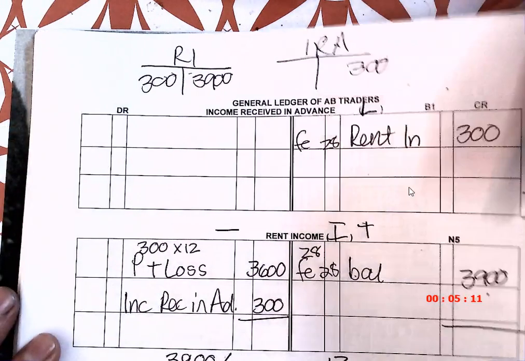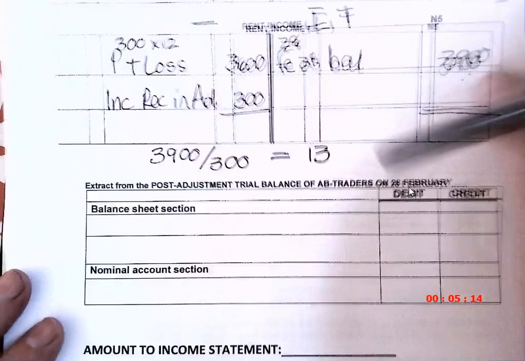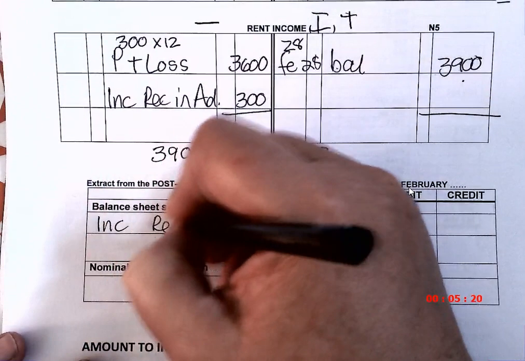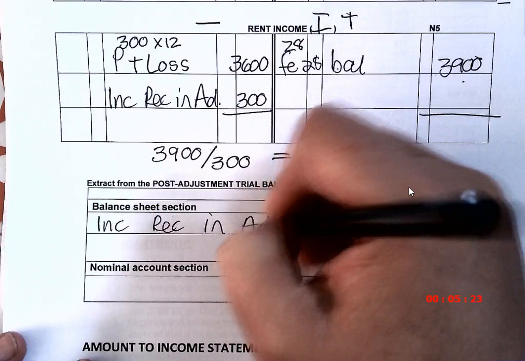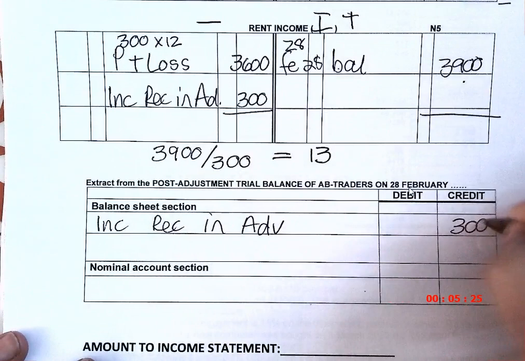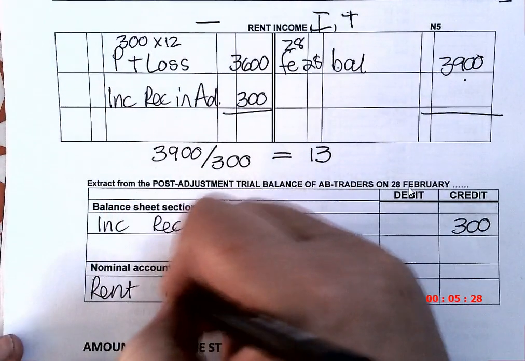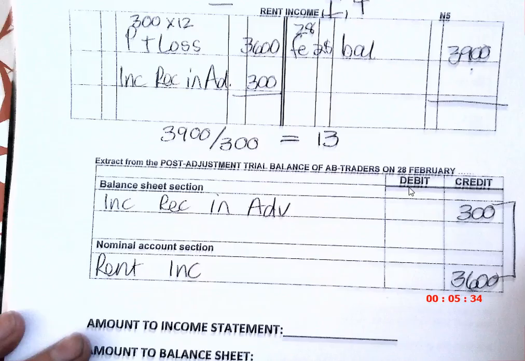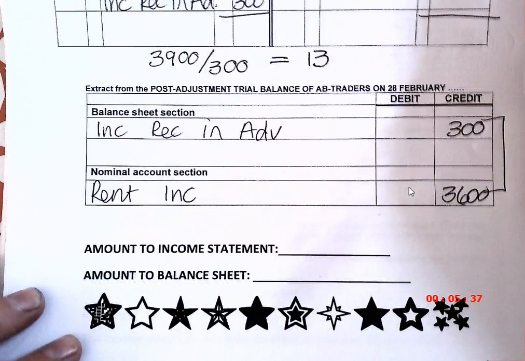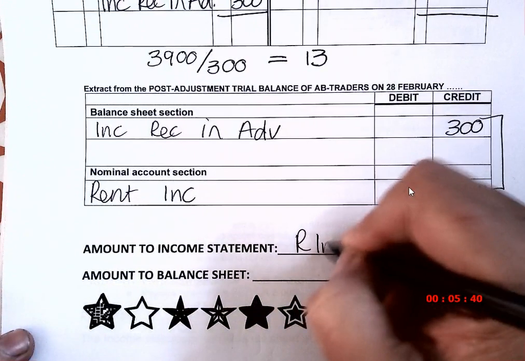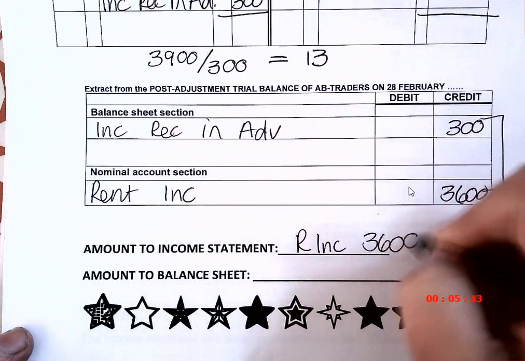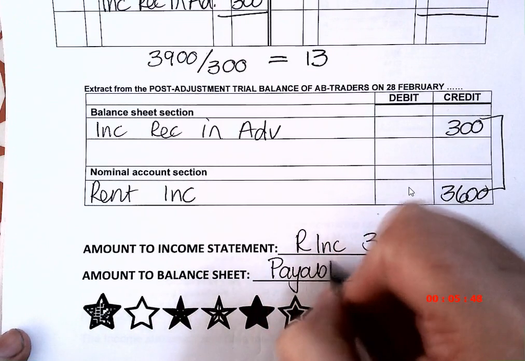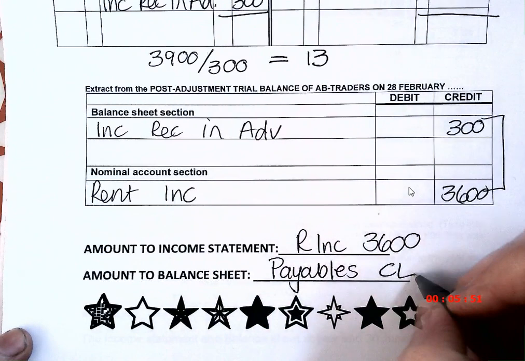So now, if I go here to my post-adjustment trial balance, I have income received in advance 300, and I have rent income 3,600. Can you see it adds up to the 3,900? So in the income statement, I'll have the rent income 3,600. In the balance sheet, I'm going to go to payables, which is a current liability, and it would be the 300.